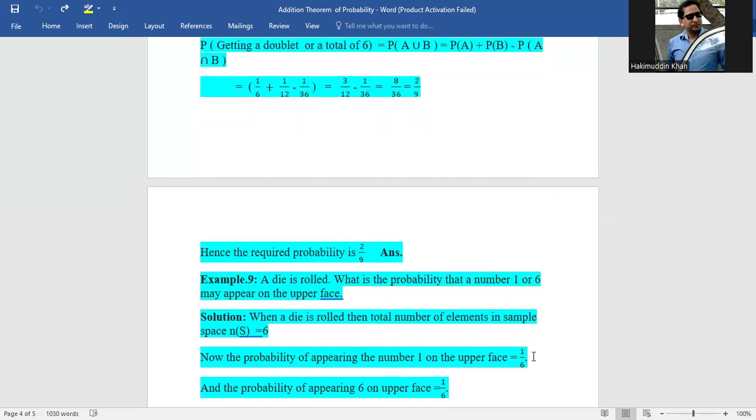ओके, तो आई होप कि वीडियो आपको समझ में आया होगा. क्वेश्चंस को कैसे सॉल्व करते हैं ये आपने सीखा होगा. और एडिशन थ्योरम का स्टेटमेंट क्या होता है वो आपने सीखा होगा, और हाउ वी यूज एडिशन थ्योरम टू सॉल्व न्यूमेरिकल प्रॉब्लम्स ये आपने सीखा होगा.